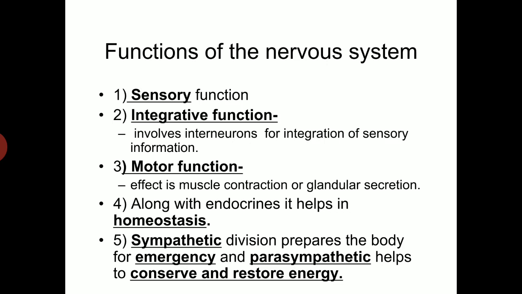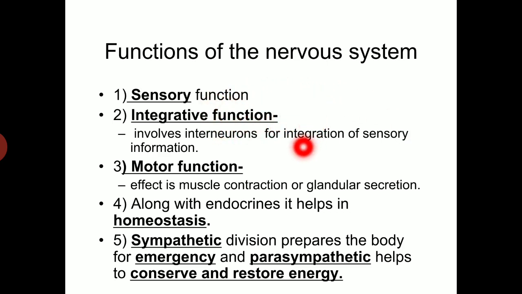Now, as we know that there are various types of sensation like touch, pressure, vibration, temperature, stereognosis, proprioception. Now, these sensations are carried by sensory nerve fiber, or we can say afferent nerve fiber, to the brain. So, this sensory function is mainly responsible for carrying all the sensation from periphery, from the body to the brain.